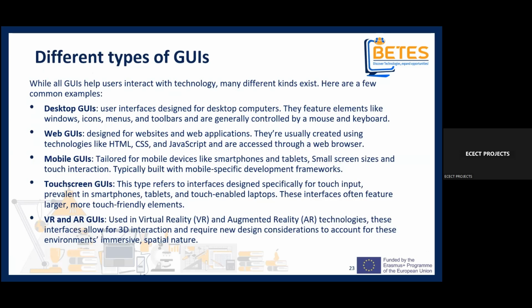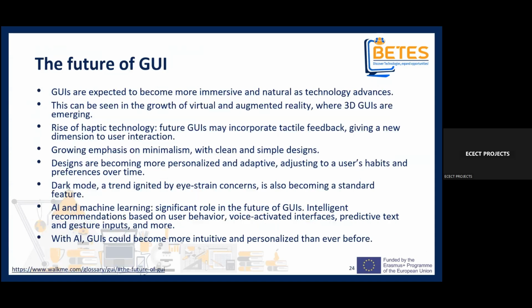And we have different types: desktops, web, mobile, touchscreen, and of course we have VR and AR, which is what we're going to be looking at later on. And of course, the same as user experience, these combine with voice technology, haptic technology. It can be very advanced and is used with AR and VR.